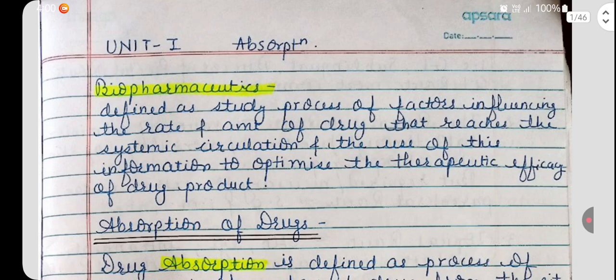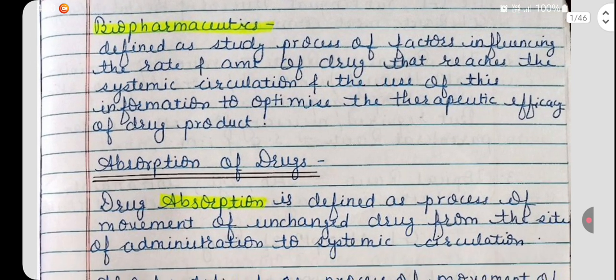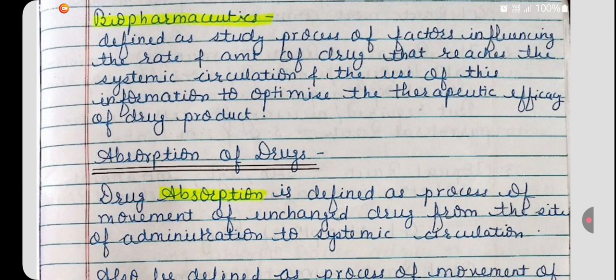therapeutic efficacy of drug product, उसे हम बायोफार्मास्यूटिक्स कहते हैं. एब्जॉर्प्शन ऑफ द ड्रग इज़, हाँ, ये क्या होता है, मूवमेंट होती है अनचेंज ड्रग का. अनचेंज ड्रग जो है साइट ऑफ एडमिनिस्ट्रेशन से सिस्टमिक सर्कुलेशन में जब मूवमेंट होती है ड्रग का, तब उसे हम कहते हैं एब्जॉर्प्शन ऑफ ड्रग.